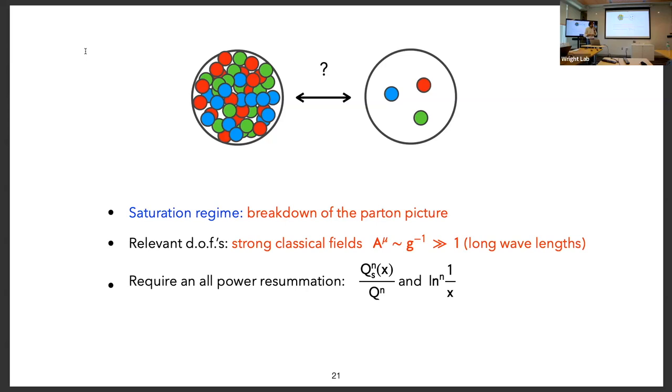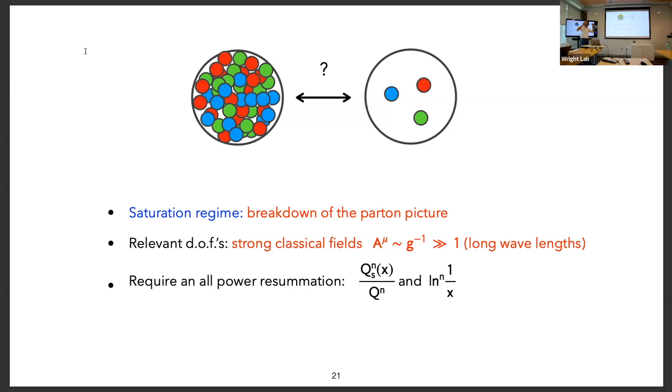So the relevant degrees of freedom in this case are no longer partons. So these are strong fields, as I said. They scale like 1/g, much larger than one. And in this saturation regime, the parton picture breaks down because we have long wavelength overlapping fields, so we can't really talk about free partons. That's where quantum mechanics becomes important.